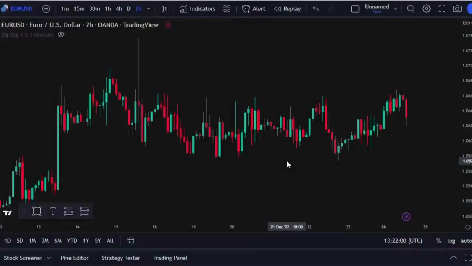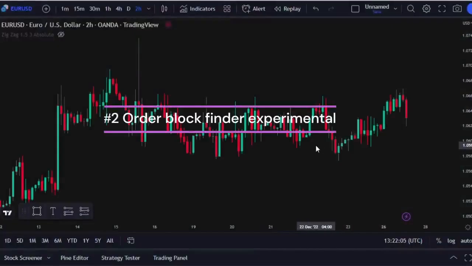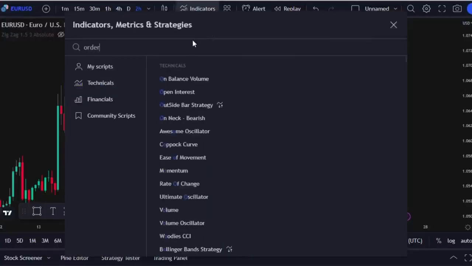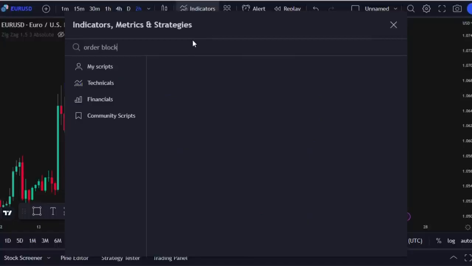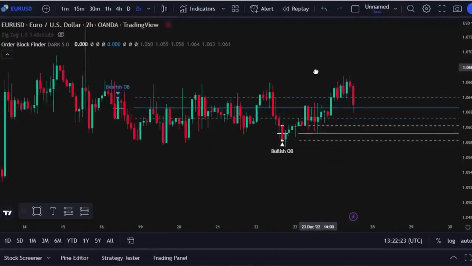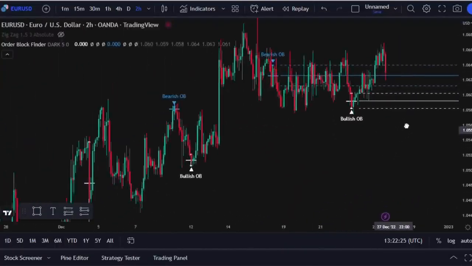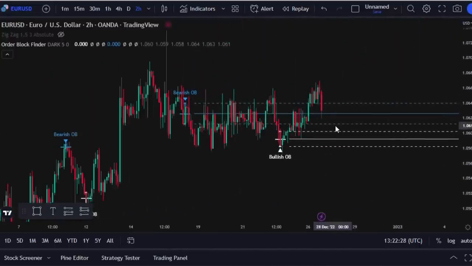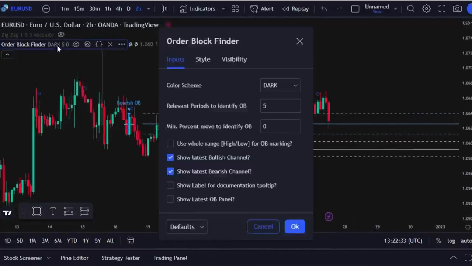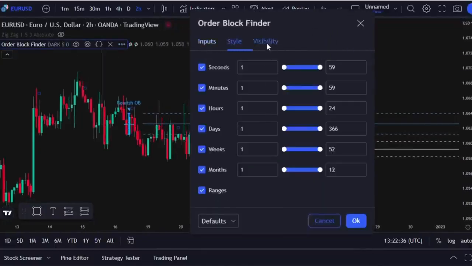So, the next order block indicator that I am going to introduce to you is the Order Block Finder Experimental. So let's add this indicator to our chart. For that, click on the Indicator tab and type in Order Block Finder Experimental and select it. So now, as you can see, we have added the indicator to our chart. Let's change some of its settings. I double-click on its bar here and the settings menu is opened.